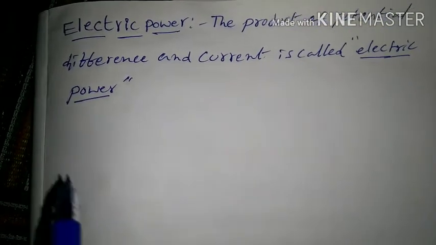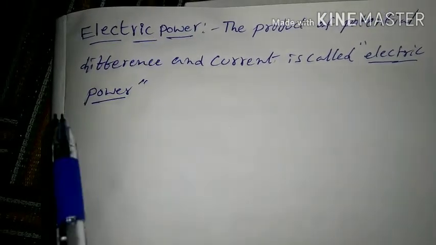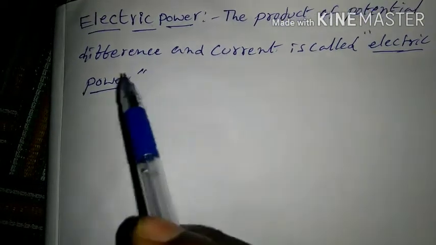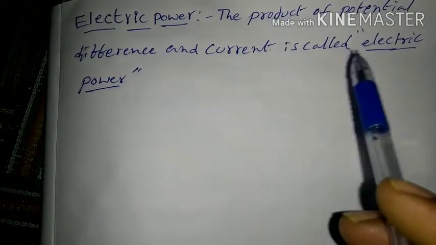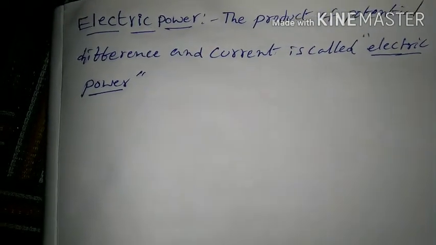Let's start the class. What is meant by electric power? The product of potential difference and current is called electric power. This is the definition.